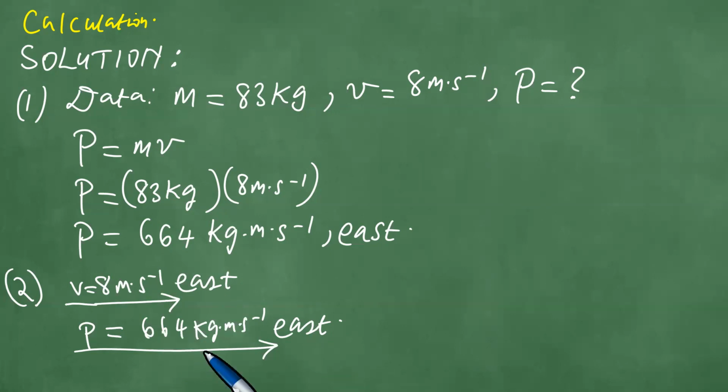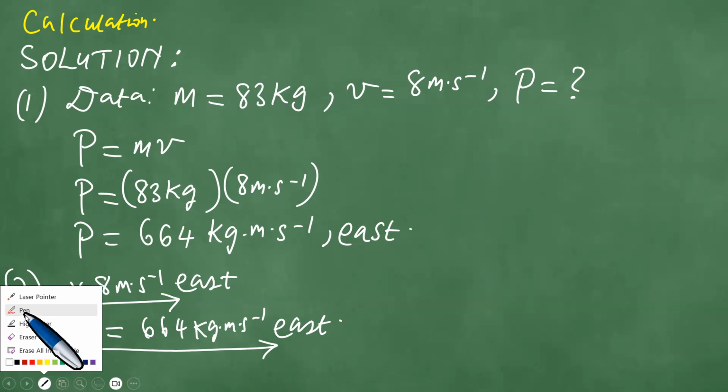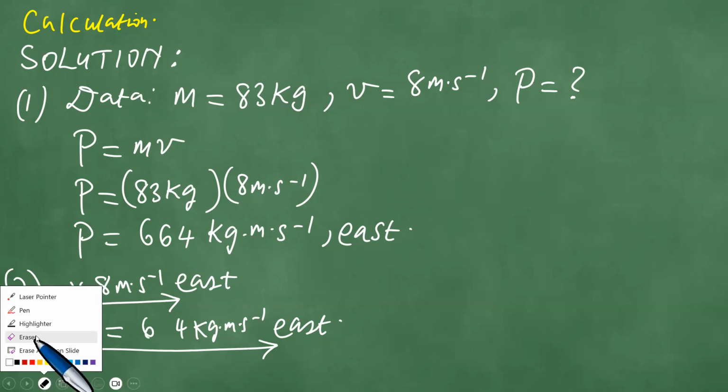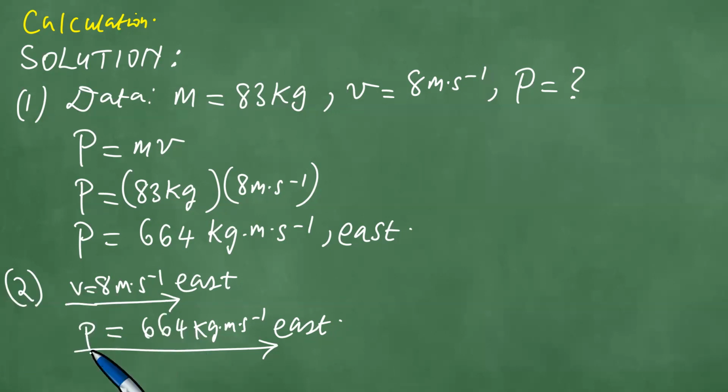But why are they different? Why is one longer and the other one shorter? Because the momentum vector is 664, which is a larger magnitude than 8. The vector consists of the size, the magnitude. So we have drawn the vectors, and they must have the size and the direction. The velocity is 8 east, and the momentum is in the direction of the velocity, east as well.